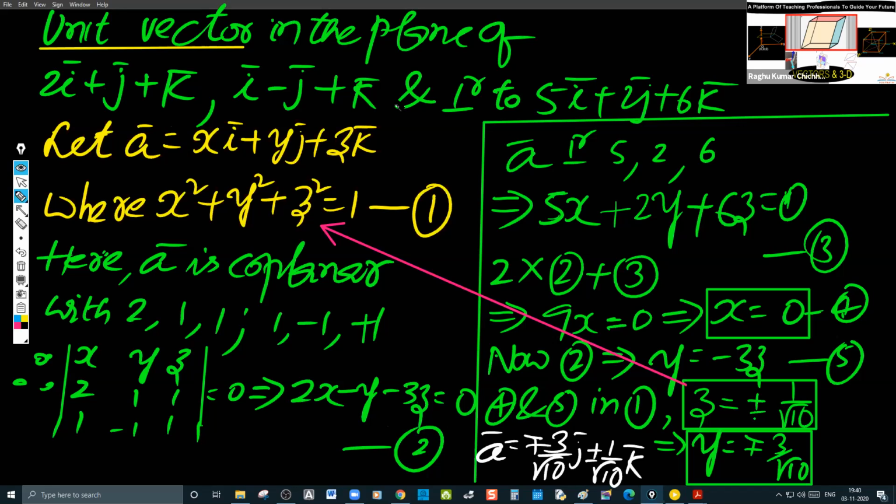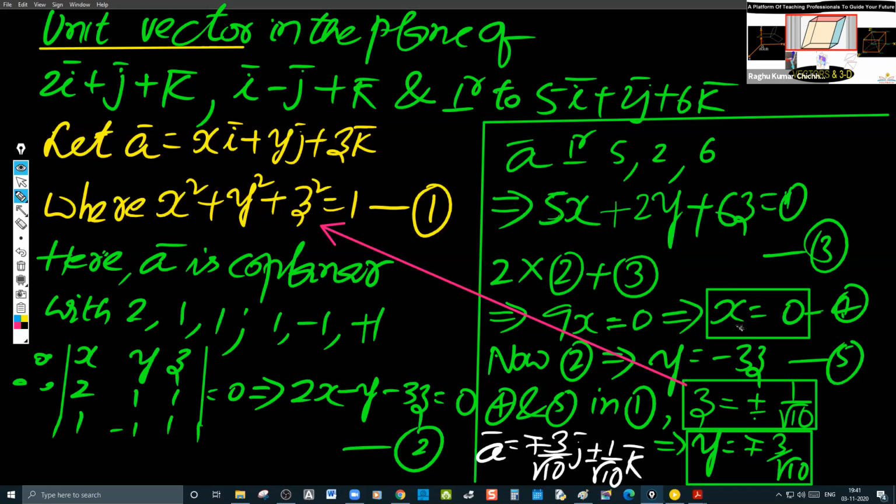Because the required vector A bar is given to be perpendicular to another vector, you have A dot B bar equal to 0, and thereby you get this equation: 5x plus 2y plus 6z equals 0. This is one equation. The second equation is 2x minus y minus 3z equals 0. We solved these two, and thereby you have got x equal to 0.